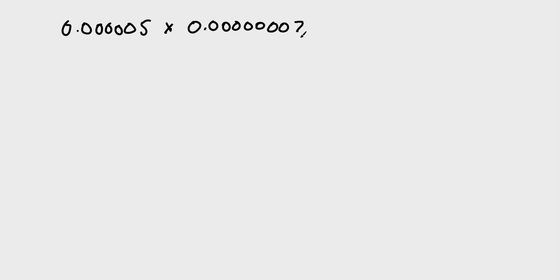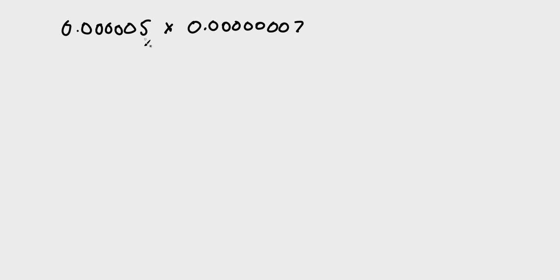This time let's work with some very small numbers. So let's go 0.00005 times 0.0000007. Again, hard to put this in your calculator. You can, but the answer may come back in scientific notation anyway, so you need to know it.